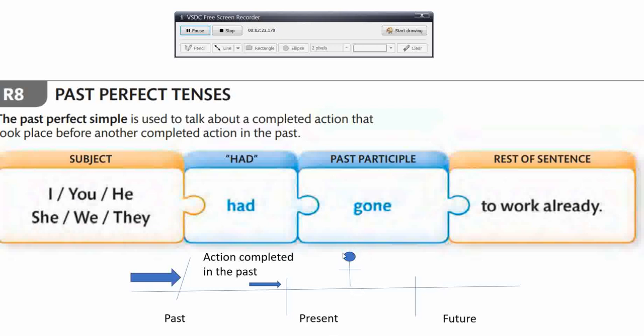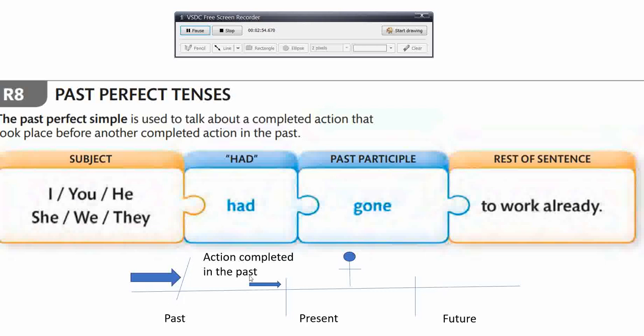Remember that you are always present in the present zone. Whenever you're studying tenses, you are always in the present zone. Now let us see the action in the past. Past perfect. That means the action is already completed. It's a completed action that took place in the past. Now this action is the action we are talking about, that he had already gone to work in the past. The action was completed. This line shows that it is completed in the past.